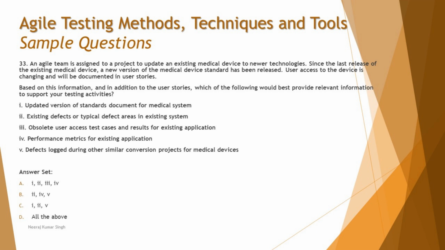Now, based on this information, and in addition to the user stories, which of the following would best provide the relevant information to support your testing activities? That means given the information you really have, what else do you think you would need in order to do the needful, right? So we are given 5 different statements.